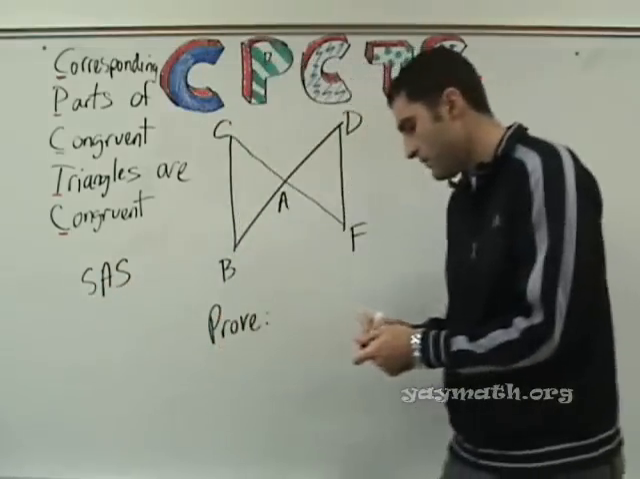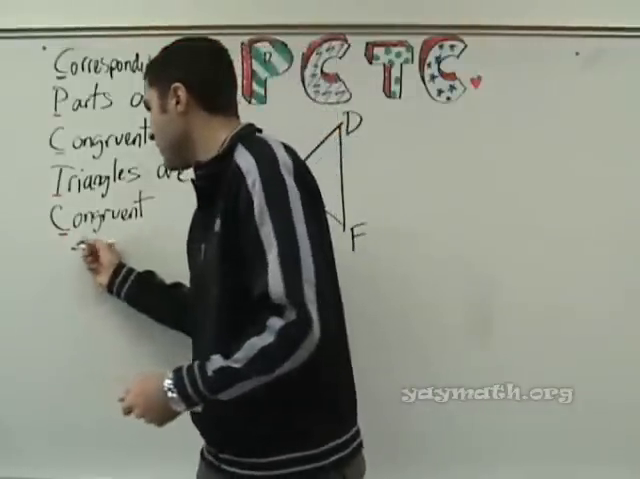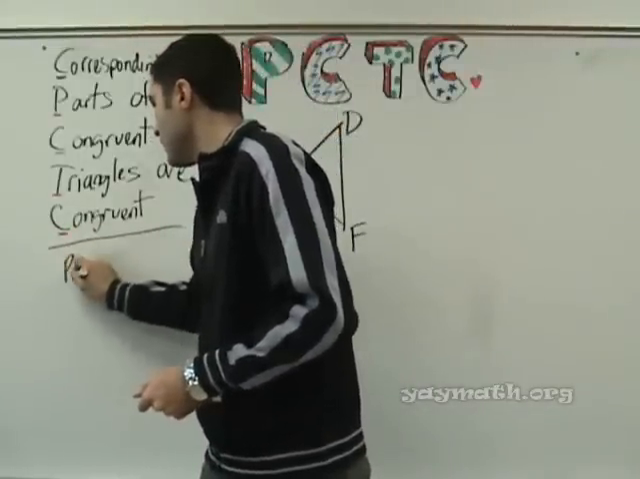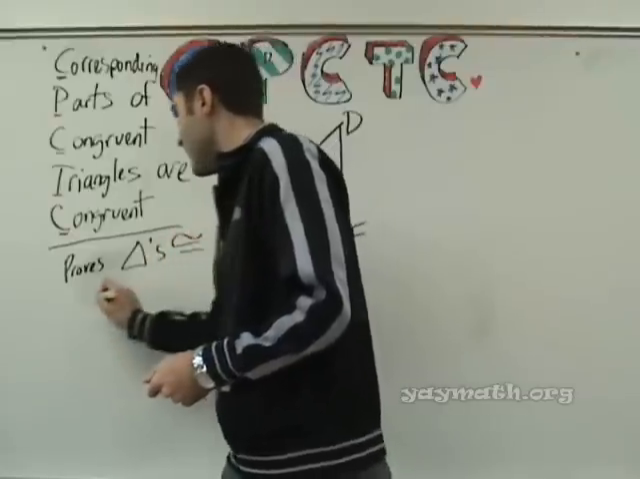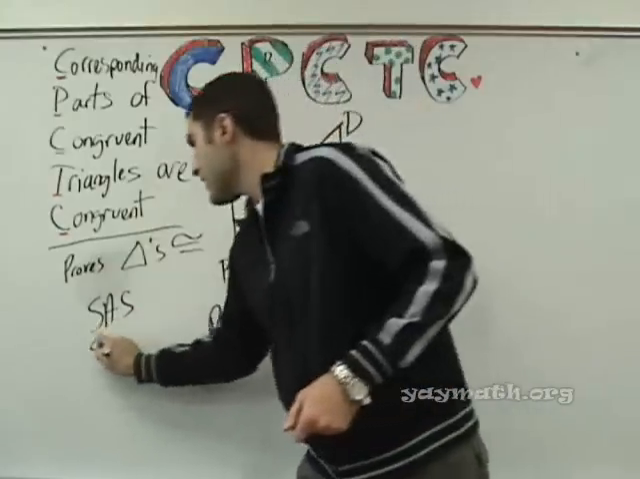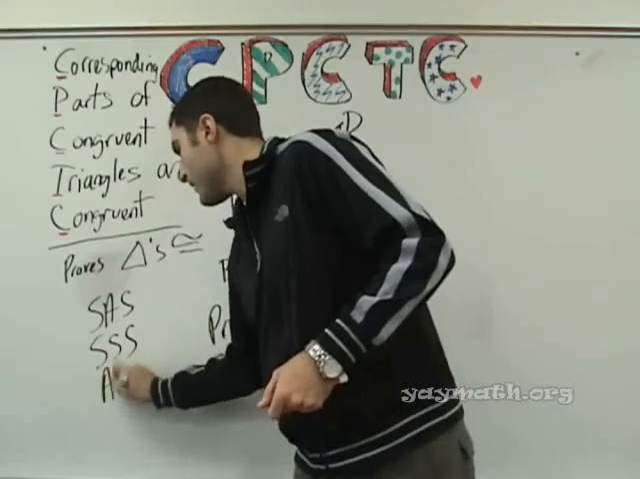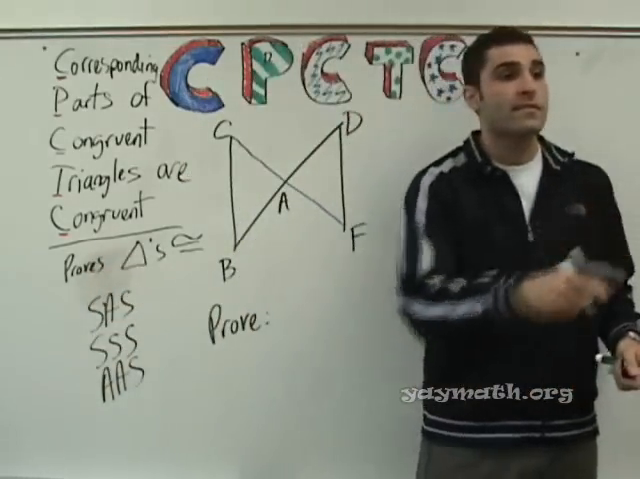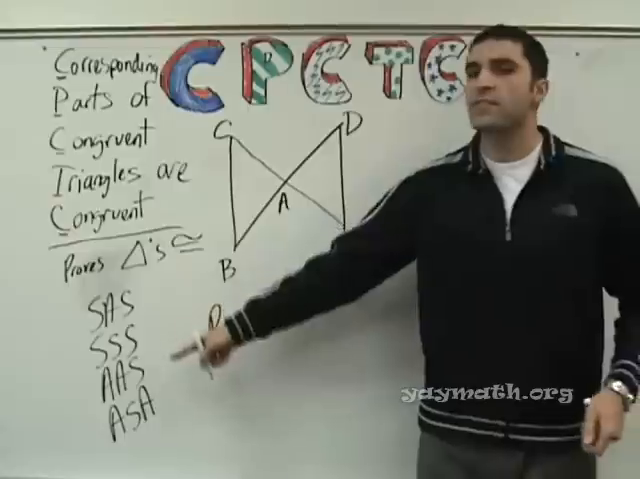I'm just going to write down what proves triangles congruent. So we heard SAS. SSS. Yes? AAS. AAS, that's right. It's a theorem. And ASA. All right. So these prove triangles congruent.